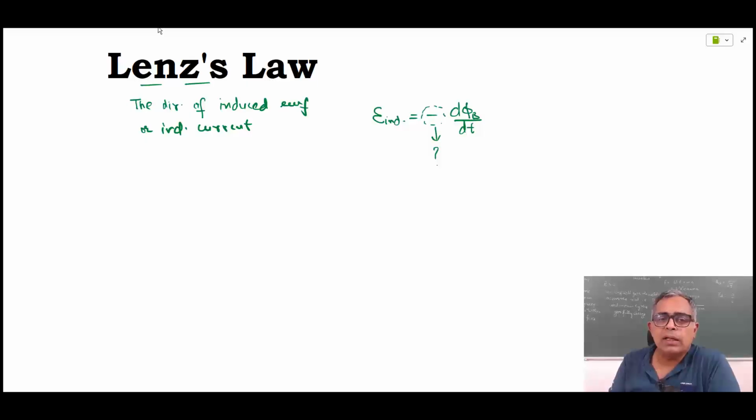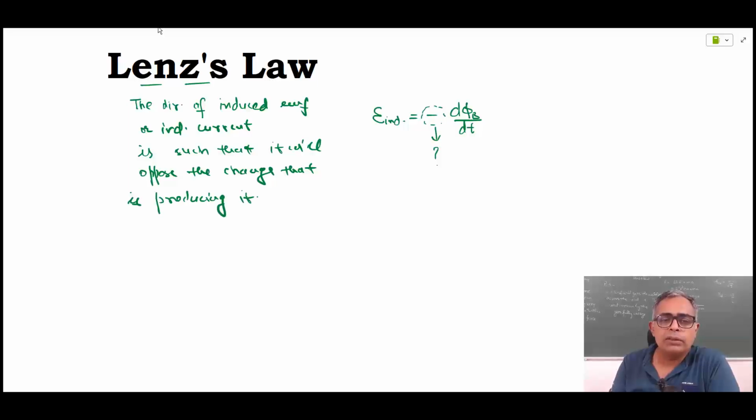So Lenz law says that the direction of that induced EMF or induced current is such that it will oppose the change that is producing it. Whatever the factors in the given situation that are producing that particular current, the current will be in such a direction that it will oppose the change that is producing it. So let's look at an example.